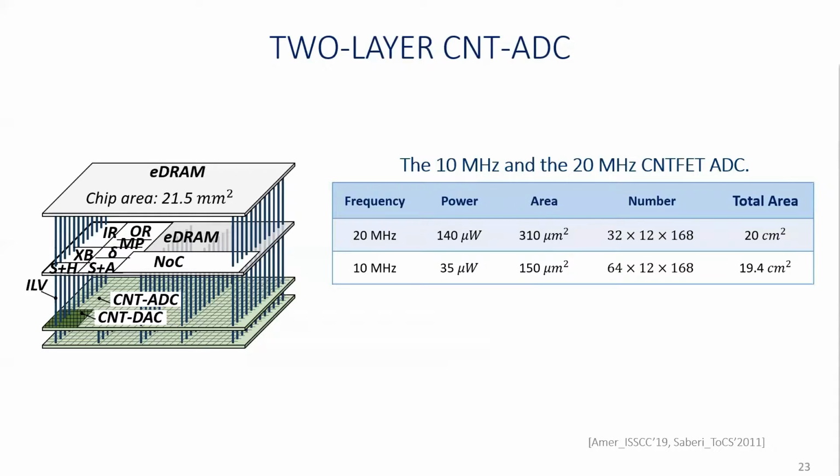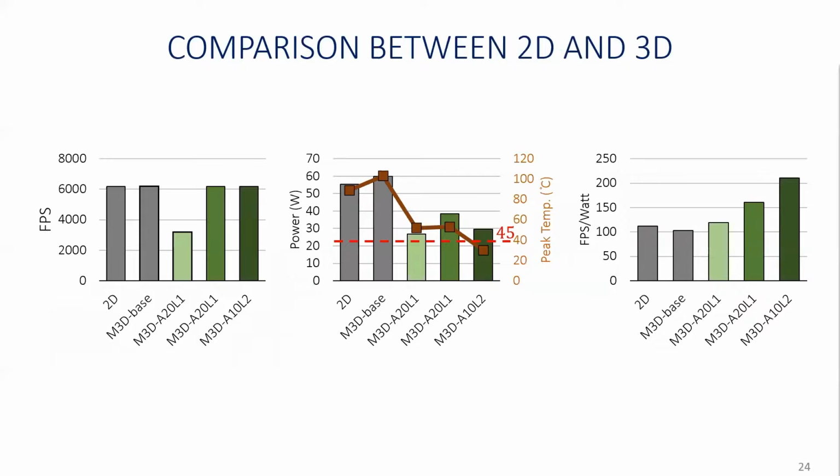Thanks to the low-temperature fabrication property of thin-film devices, they are ideal for 3D integration. So we first explore integrating 2 layers of the 20 megahertz ADC unit. Moreover, we also performed a design space exploration by integrating a scaled 10 megahertz ADC design. The parameters of both ADC candidates are shown in this table. The green bars show the results of the 2-layer 20 megahertz ADC designs, and dark green bars show the 2-layer 10 megahertz ADC designs.